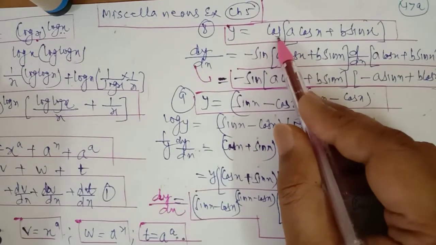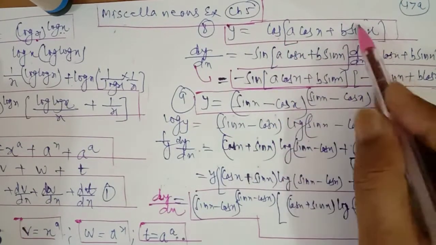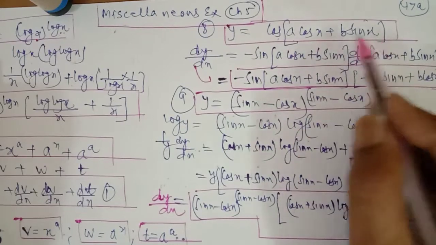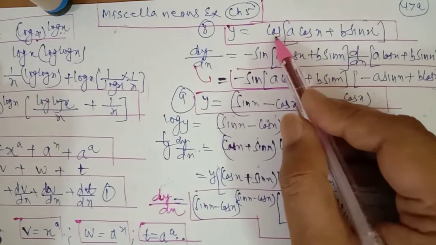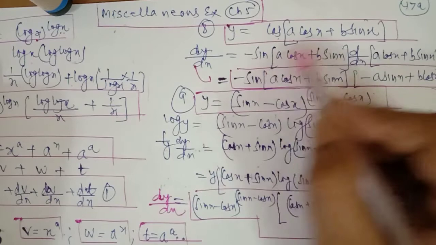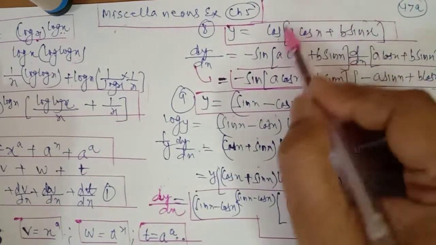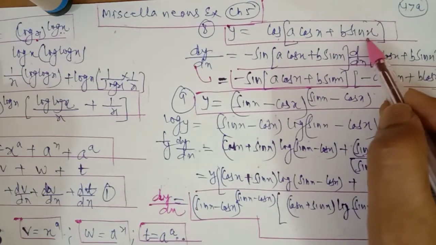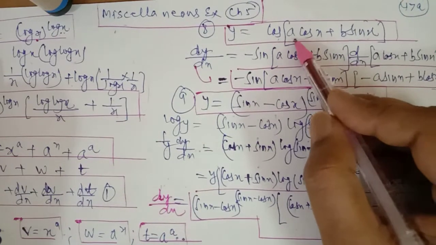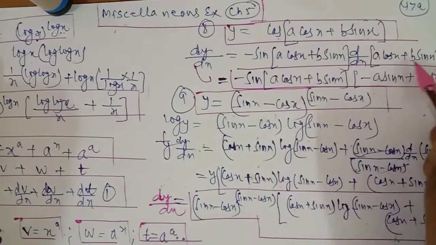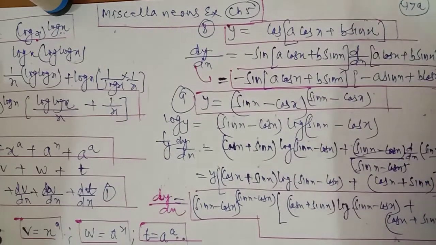Simply, it is a composite function, cos of this angle, and you first of all find dy by dx by differentiating cos, which is equal to minus sine, and this angle as it is, multiplied by the derivative of this function, that is a cos x plus b sin x, whose derivative will be minus a sin x plus b cos x. This is the simple derivative.